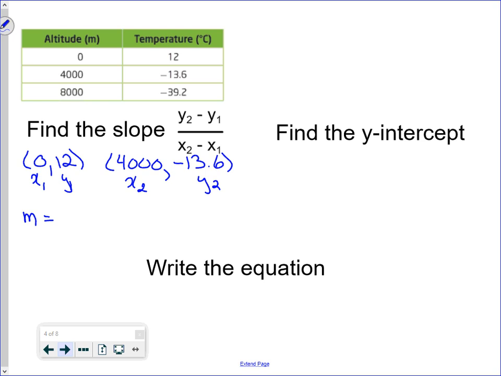Now to figure out the slope, we use the slope formula. So y2 minus y1, so our y2 is negative 13.6. I'm going to subtract y1, which is 12. In the denominator, we start with x2 of 4,000, and I'm going to subtract x1, which is 0.